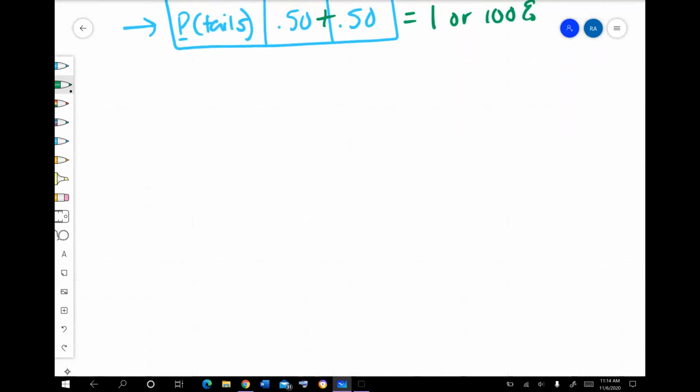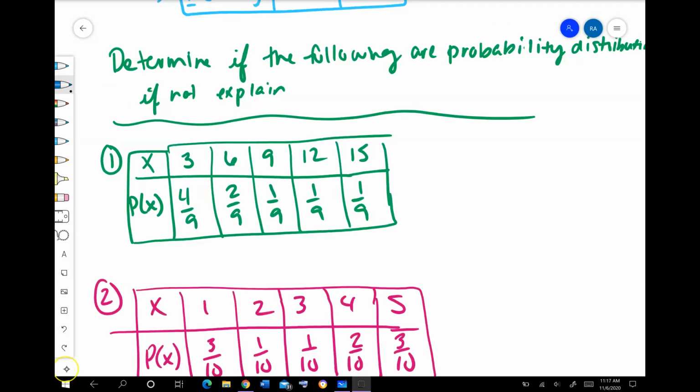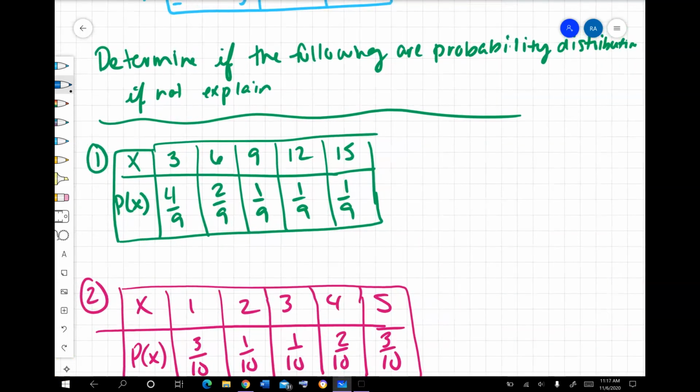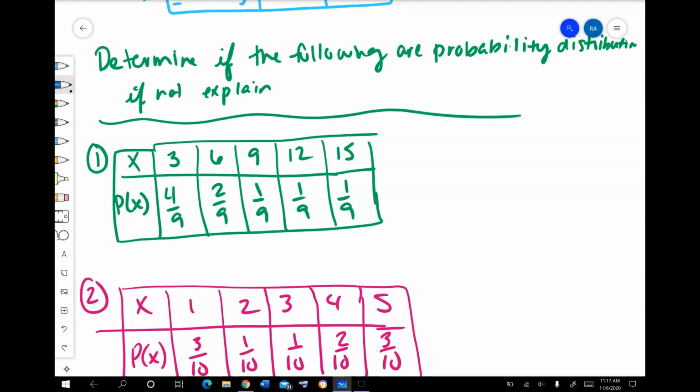Before we start creating ones, I want to determine if a table is a probability distribution or if it's not. So I want to determine if the following are probability distributions, and if not, I want to explain. Well, the only way they're not going to be a probability distribution is if they don't add up to 1. This is saying that the probability, P of X, has to add up to 1, or 100% if it's in percent form. So we actually don't care about the top when we're doing this. If we're determining if it's a probability distribution, the bottom needs to add up to 1 or 100.